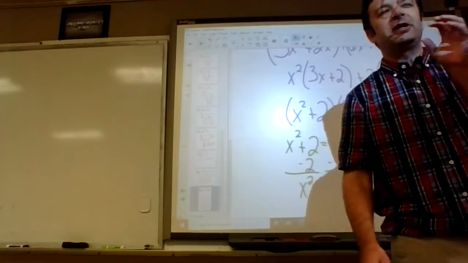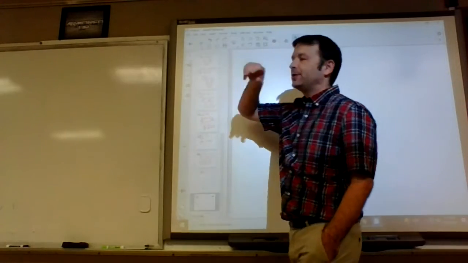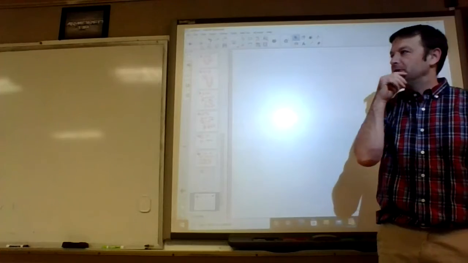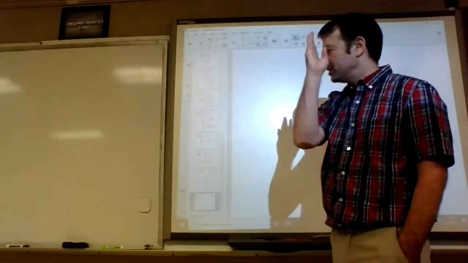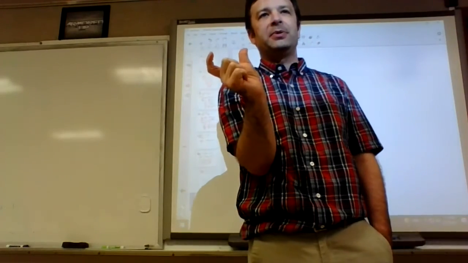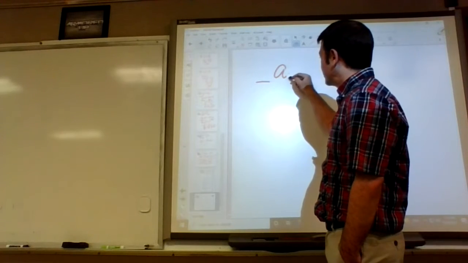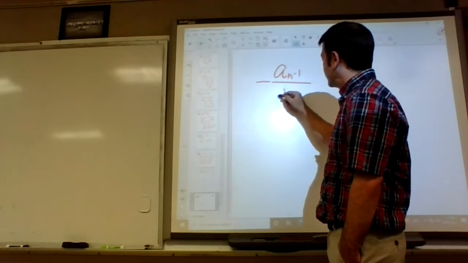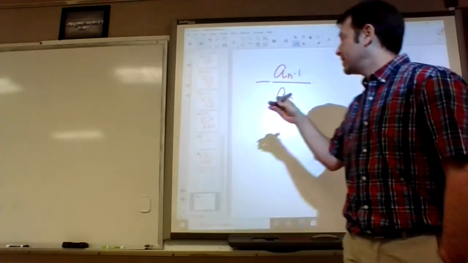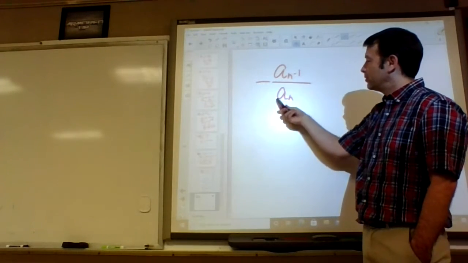If you look at that big polynomial they wrote, the first term they called a sub n, the first coefficient. So the next one's a sub n minus 1. It's kind of like x cubed, x squared, x. So when it says a sub n minus 1, it's talking about the second term. So you do the opposite of the second term over the first term. I should have said coefficient: the opposite of the second coefficient over the first coefficient.